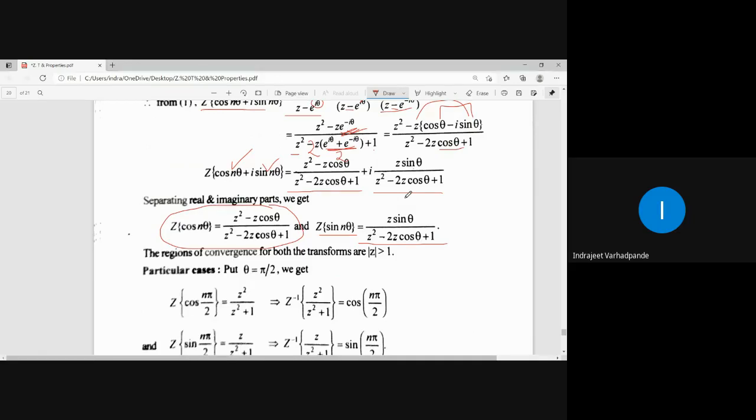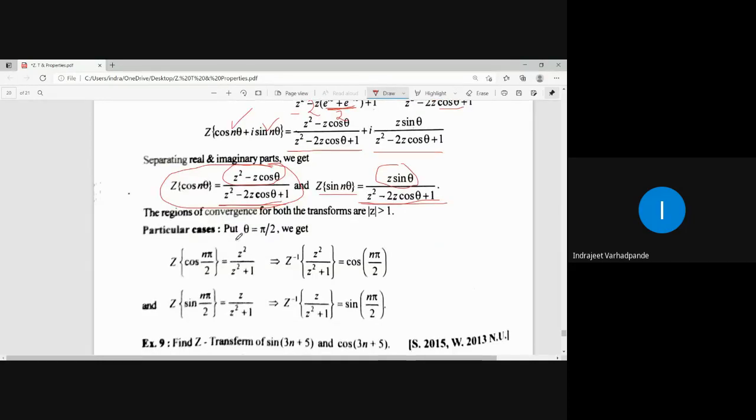Now what additional special case can be asked? Find the value at theta equal to pi by 2. So what will we do? We know this result. See, the denominator is common in both: z square minus 2z cos theta plus 1. In the numerator it is z square minus z cos theta. It is z sin theta.